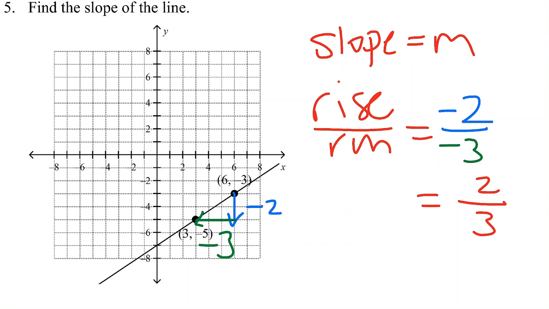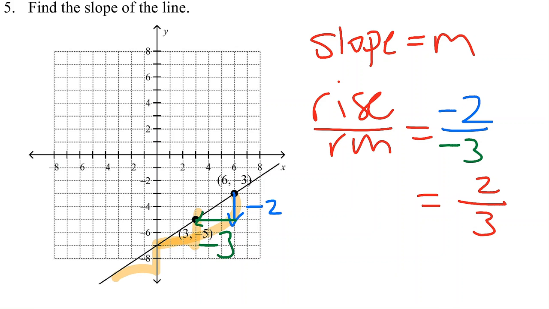And really what that means is, and I don't want to draw this, but if you go up 2, to the right 3, up 2, to the right 3, up 2, to the right 3, you're still going to end up on this line no matter how far it goes up. Or if you go down 2, to the left 3, down 2, to the left 3, you still end up on that line because it's a constant rate of change.